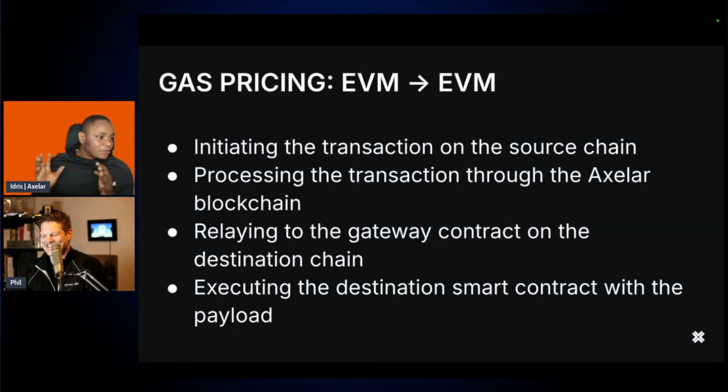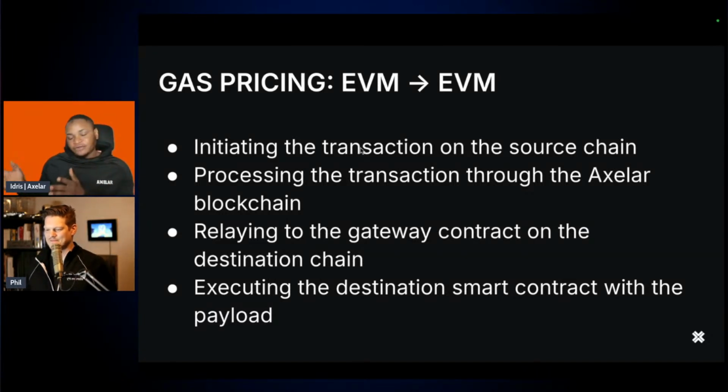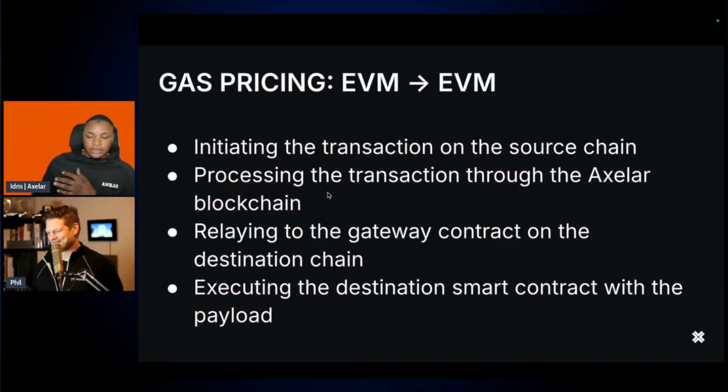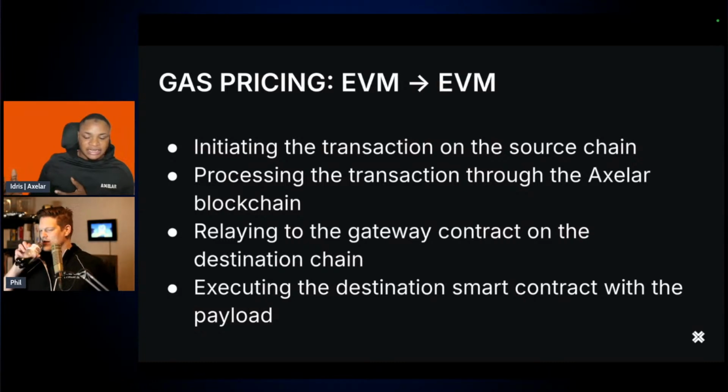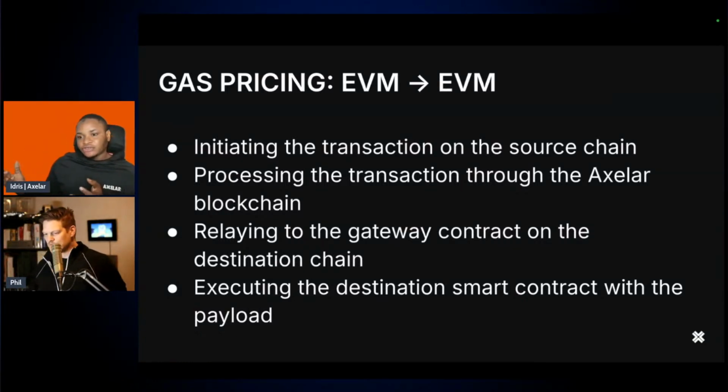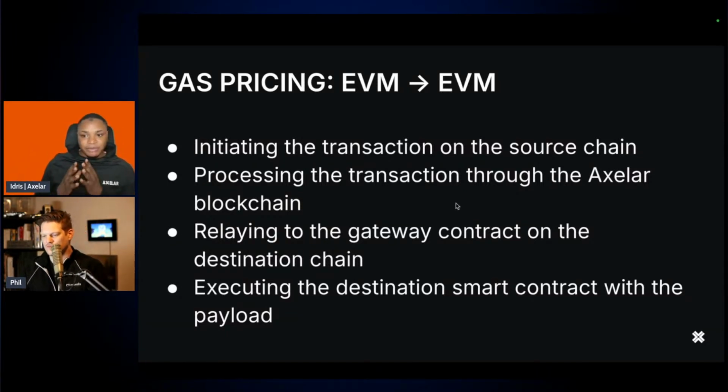So for example, here we have EVM to EVM, Ethereum Virtual Machine to Ethereum Virtual Machine compatible blockchain network. Here we are initiating the transaction on the source chain. What we do after initiating the transaction on the source chain is process the transaction through the Axelar network, relay to the gateway contract on the destination chain, and execute the destination smart contract with the payload. These are all the payments that we make, and these are the payment considerations that we look into to help you handle your gas payment and make sure it goes through successfully. We handle 4 things here.